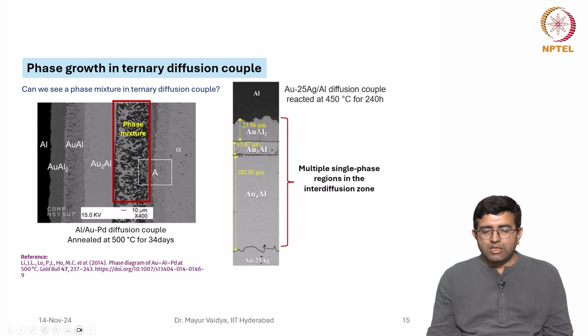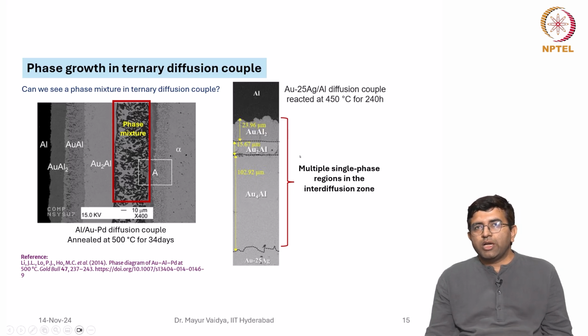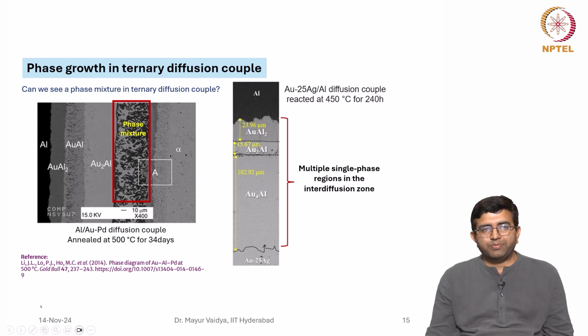For example, here is an example of a gold, silver and aluminum diffusion couple where you have only single phase regions in the interdiffusion zone. So although it's a ternary diffusion couple, only single phase regions are developed.